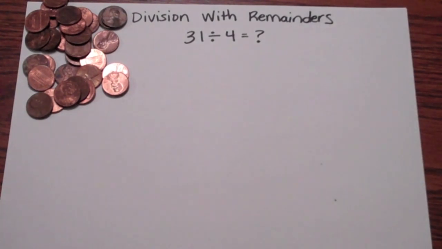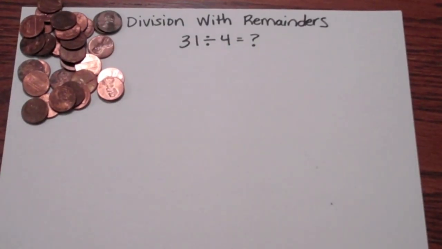Let's go over our strategies again. Work out the problem 31 divided by 4, any of the 3 ways that we talked about. Go ahead and pause the video now and then press play and I'll show you how to work them out.